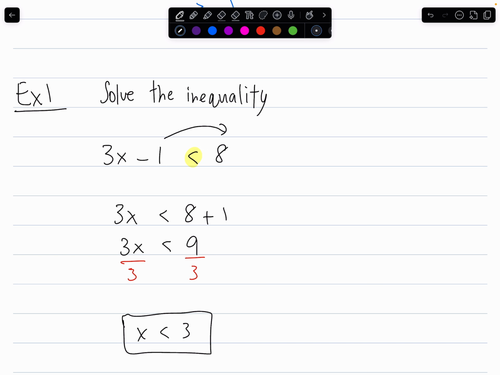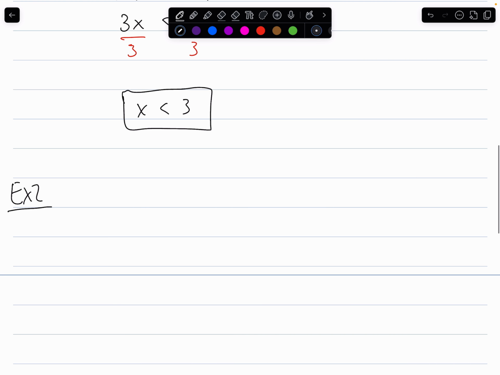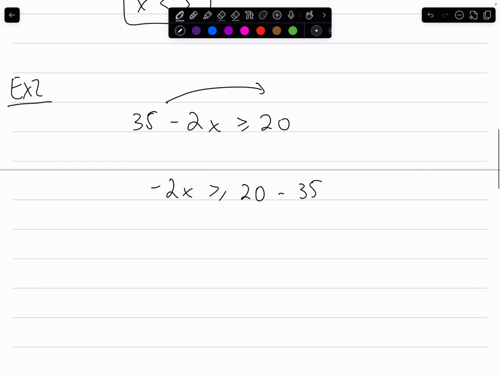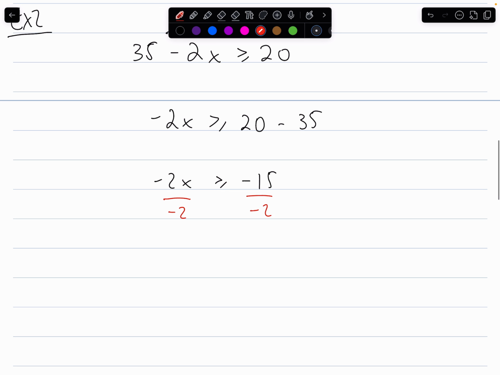So let's say we had something like this. Let's say we had example 2, okay? Check this out. 35 minus 2x is greater than or equal to 20. So obviously we're going to solve for x. So we're going to say negative 2x greater than or equal to 20 minus 35, because I brought the 35 to the other side. Negative 2x greater than or equal to negative 15. Now look over here. Now we got to divide out this negative 2. Now this is where everything changes.